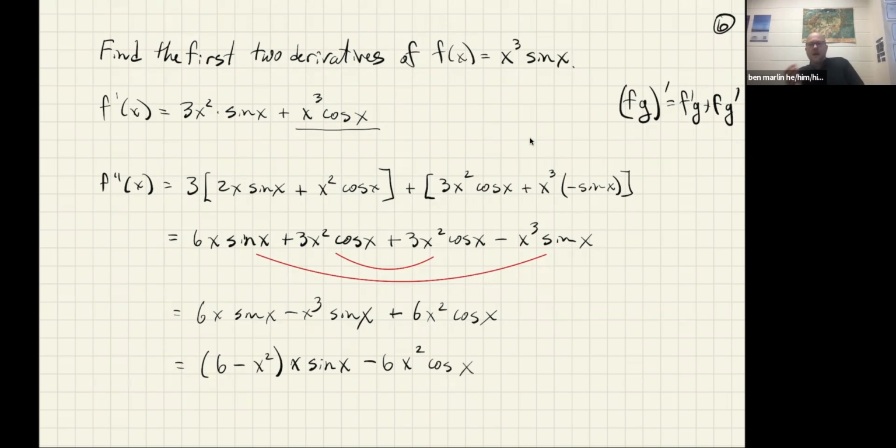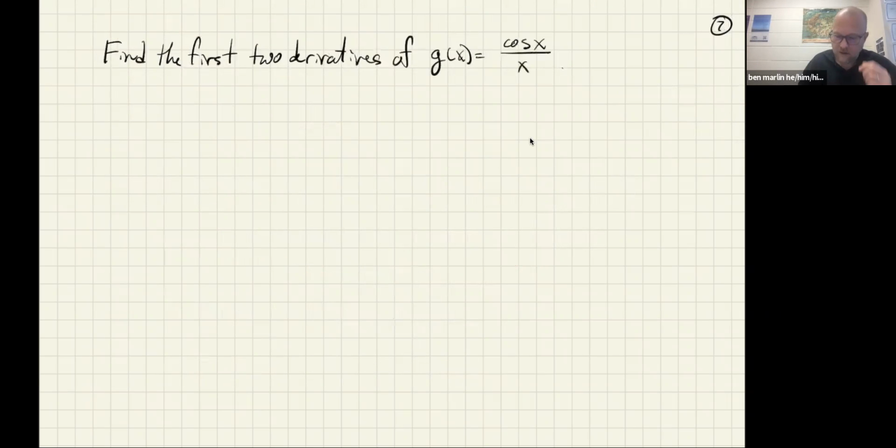I guess you could further see that an x factors out of the whole thing. So if you were asked, for example, to find where the tangent lines were horizontal and you needed to set this all equal to 0, you could factor out and get x equals 0 as one solution. So, all right.